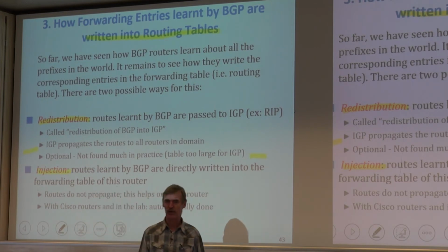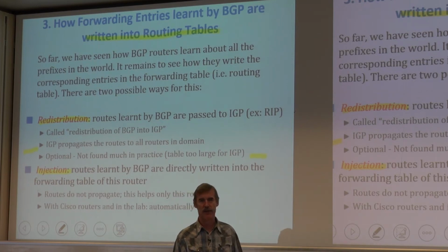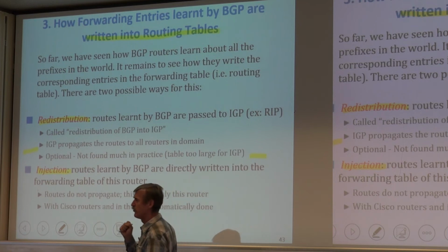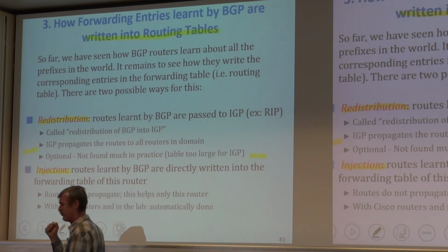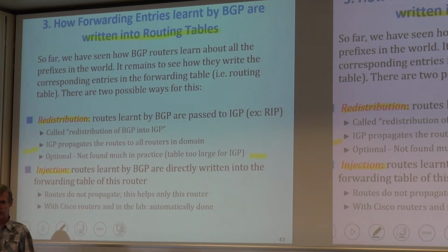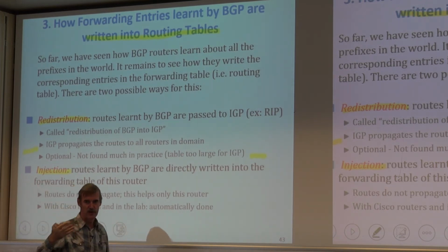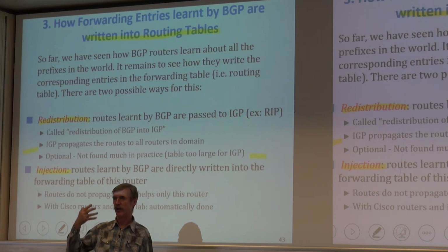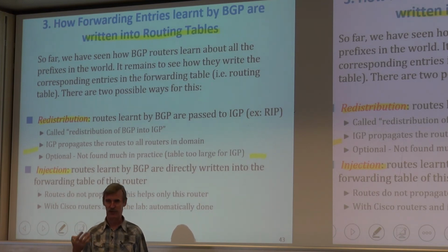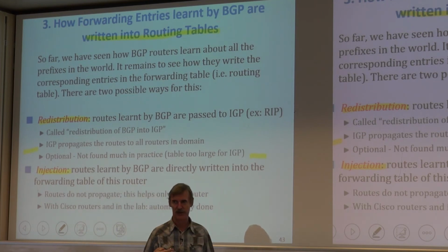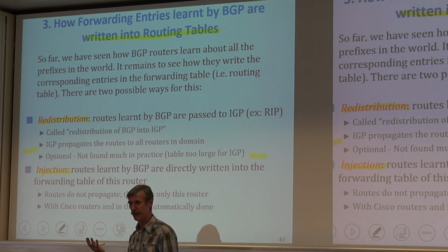Which is automatically done by the software we have in the lab. It's called injection. Injection means whenever BGP learns about a route, ping, it writes it into the forwarding table automatically. In fact, in BGP, the set of routes selected by BGP are found in the routing table. So BGP uses the forwarding table of the node as part of its own database to write it down in practical implementation.